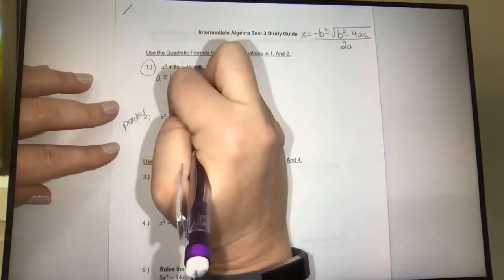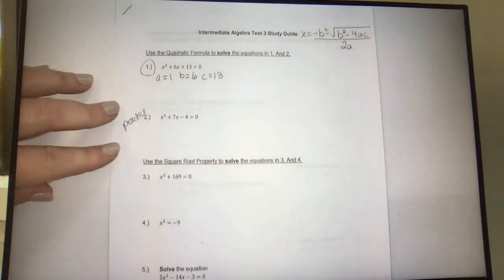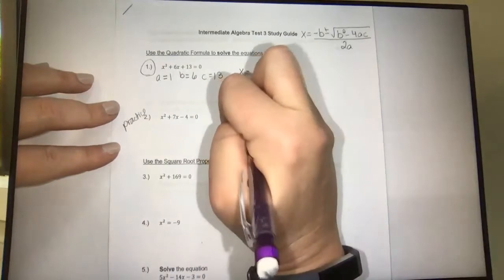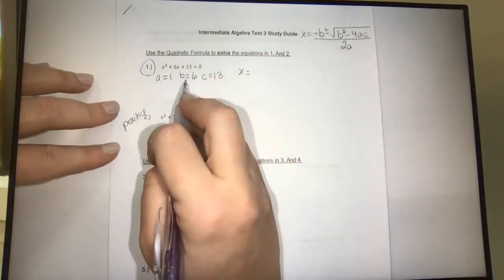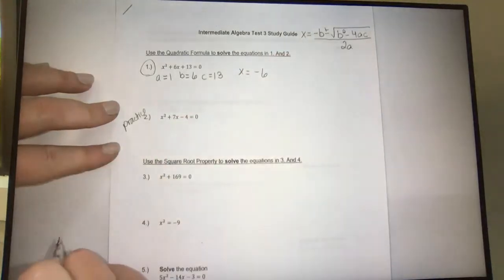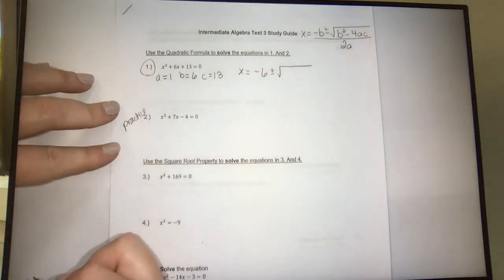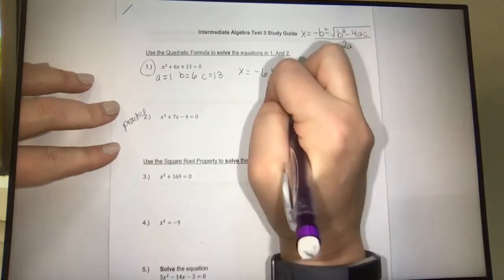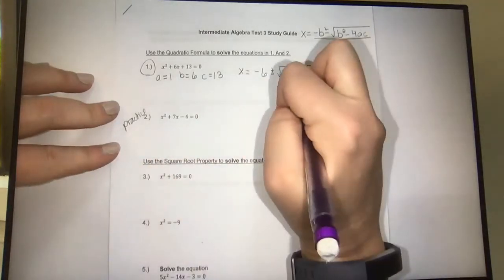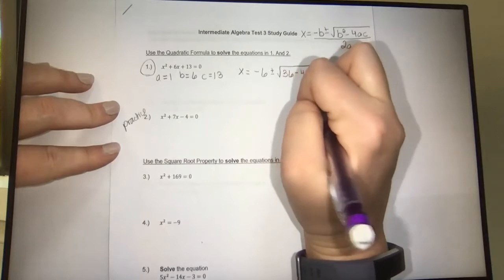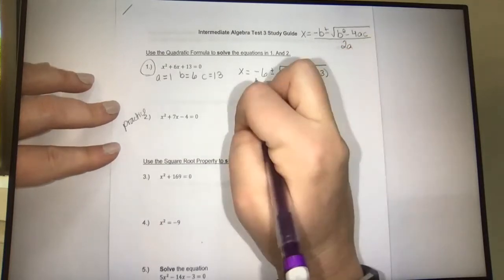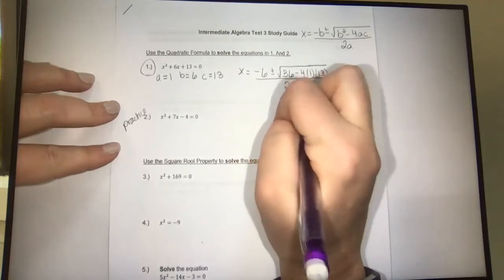All right, and now we're going to go through. My a is 1, my b is 6, and my c is 13. Everybody got that? And we're just plugging it right in. So we're going to have opposite of b, my b is 6, so I'm going to put in negative 6, plus or minus, that's how we get our 2 answers. There's your radical. b squared, that would be 6 times 6, that's 36, minus the number 4 times a times c. And the whole thing is over 2 times a.